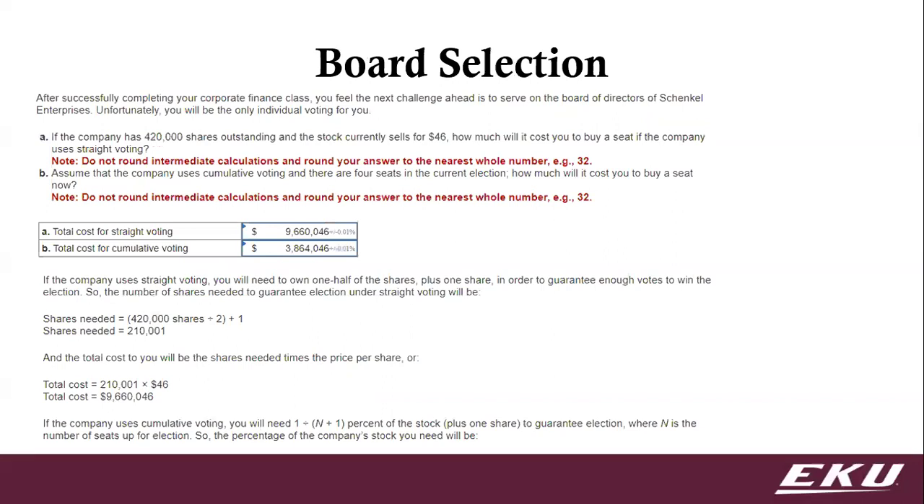So, now as far as this next problem, this is talking about getting board seats. And this sounds kind of weird, but this does happen.